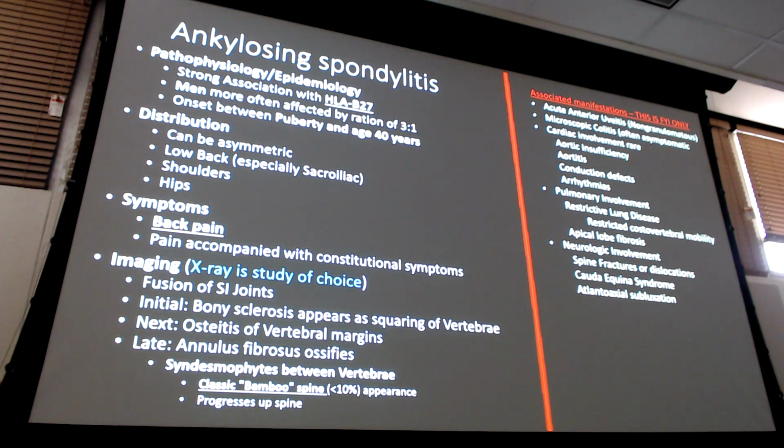Alright, one more. Ankylosing spondylitis. Strong association with HLA-B27, right? Remember that? I know you guys have heard that one before. No? Maybe some nods, some not nods, okay. Men are more affected than women, usually between puberty and age 40. This is your low back and SI joint pain. X-rays are your study of choice. What happens is the SI joints kind of fuse, and then you get something called a bamboo spine.